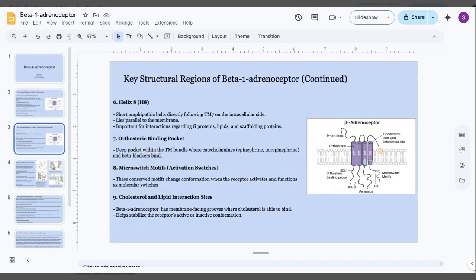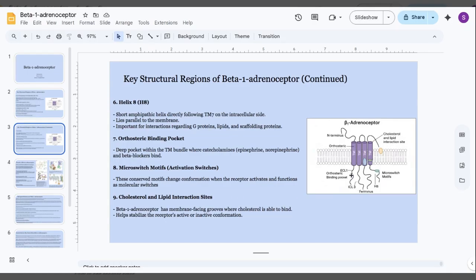So, key structural regions continued. We see helix 8, which can be found right here. It's a short amphipathic helix that directly follows transmembrane 7 on the intracellular side, parallel to the membrane, and is super important for the interactions regarding the G proteins, lipids, and scaffolding proteins as well.